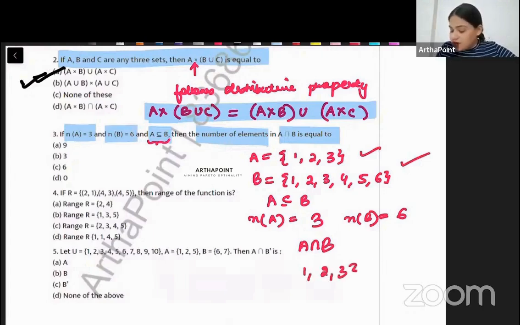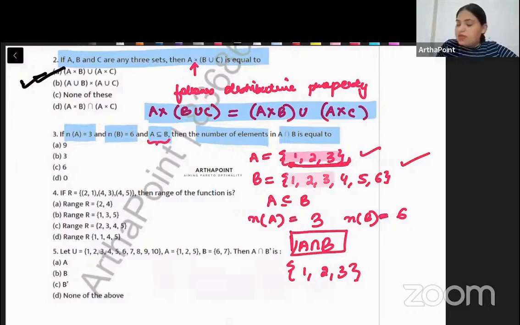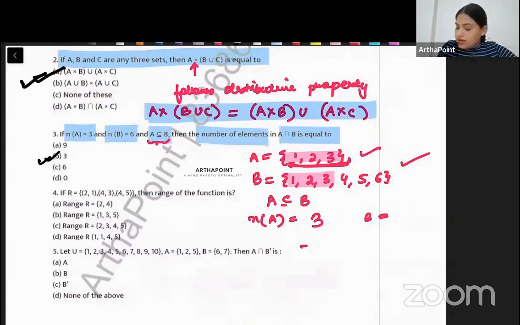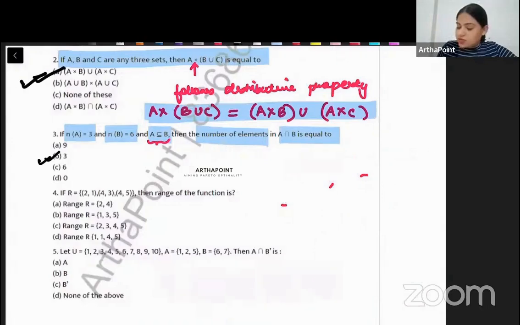All these three elements, A and B, 1 2 3. So in A intersection B, all the elements of A will come, because they are in A and also in B. So then what will be the number of elements in A intersection B? We are clear, ma'am. It should be 3. So the answer to this question is 3. That's the answer to this question. Okay, come to the next question.